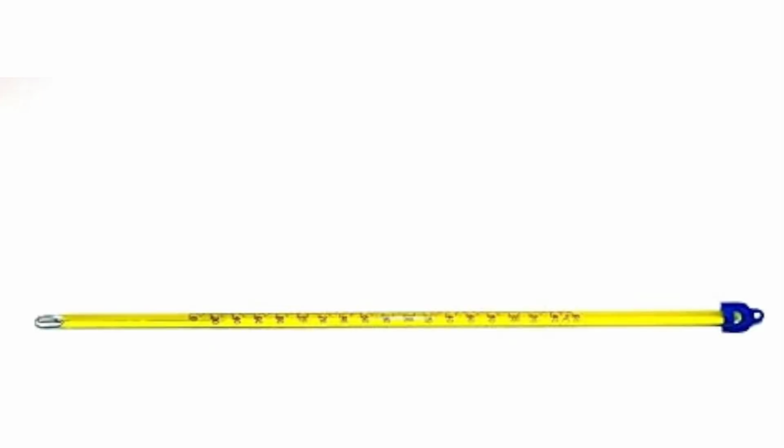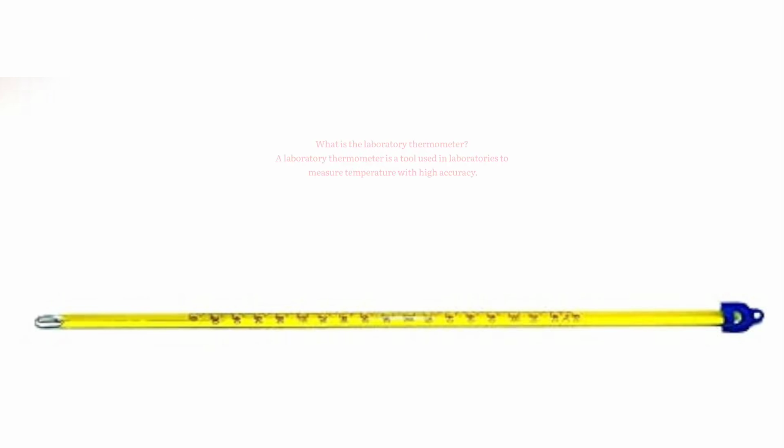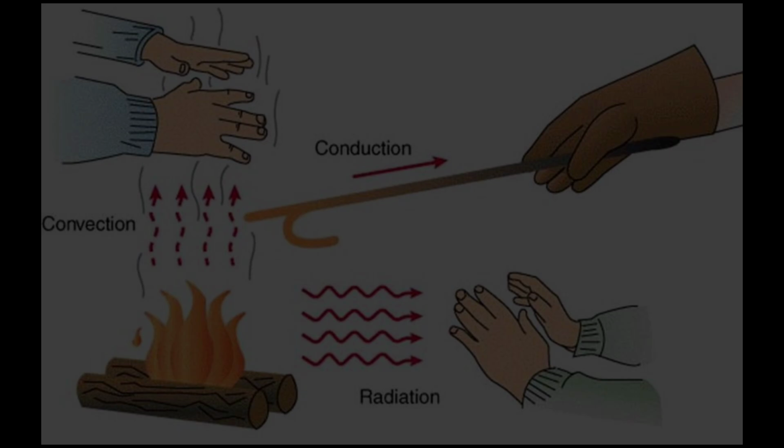Our next concept is about the laboratory thermometer. How do we measure the temperature of other objects? For this purpose, there are other thermometers. One such thermometer is known as a laboratory thermometer. Then what do you mean by a laboratory thermometer? A laboratory thermometer is a tool used in laboratories to measure temperature with high accuracy.